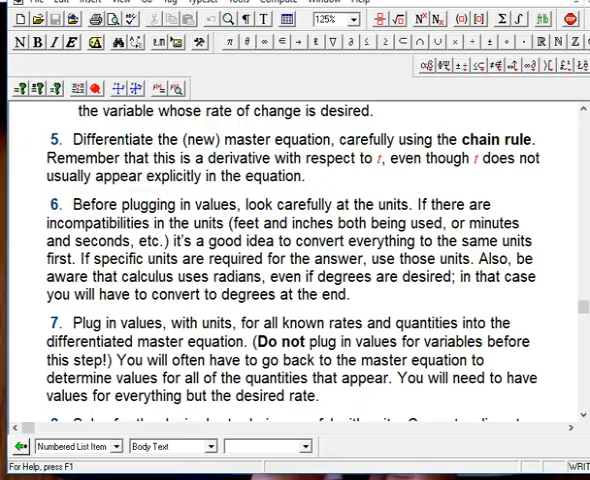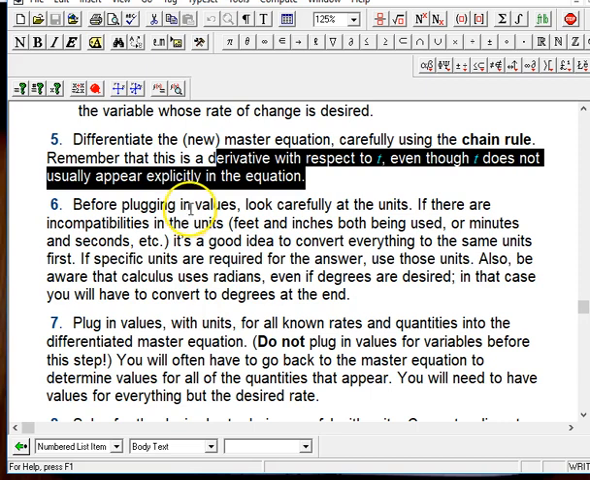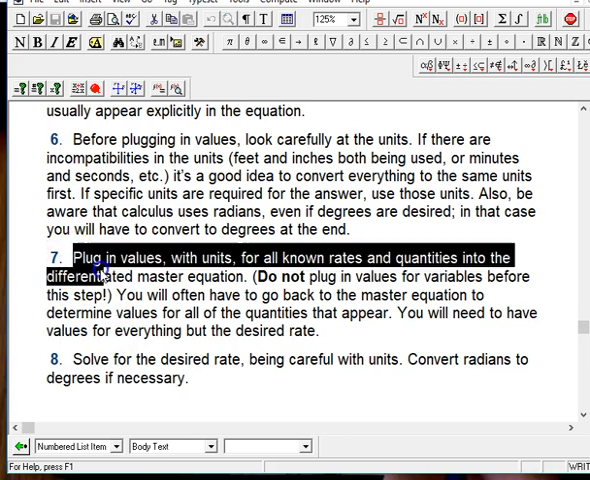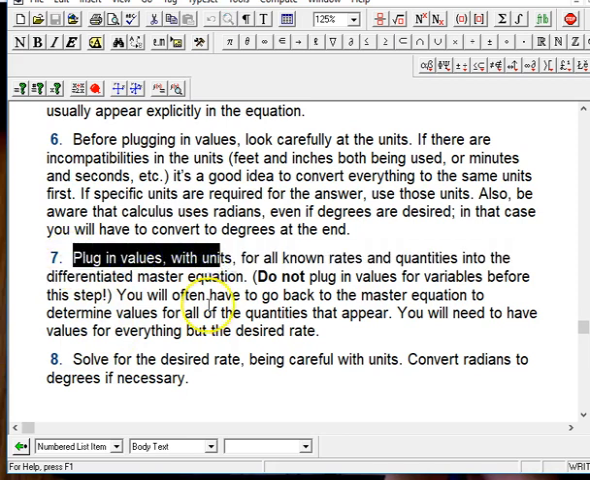So to go back to the sheet here, we differentiated the master equation, carefully using the chain rule, definitely. It's all a derivative with respect to t. And then before plugging in values, we looked at, well, actually, I didn't do that in quite the right order. Here, there were no incompatibilities in the units. It wasn't like meters versus feet, seconds versus minutes, something like that. So, but be careful with the units. This one wasn't too bad for that. Plug in the values with the units.